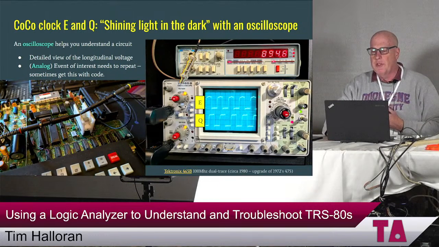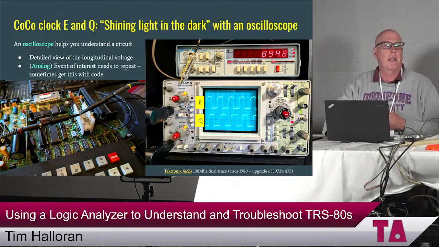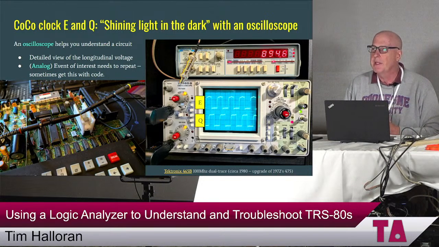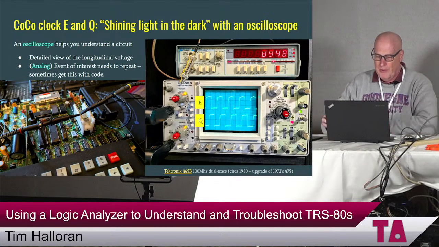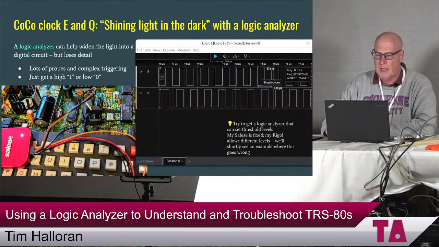Also, I did want to mention, let's have some audience participation here. Who knows what Q might stand for? If we look at that clock signal, it's 90 degrees out of phase with E. Any hams out there that know what that is? Yes, Q for quadrature. It's 90 degrees out of phase with the main clock, so otherwise, it's exactly the same. So this is pretty good. It's showing pretty much what the clock should be on the CoCo.